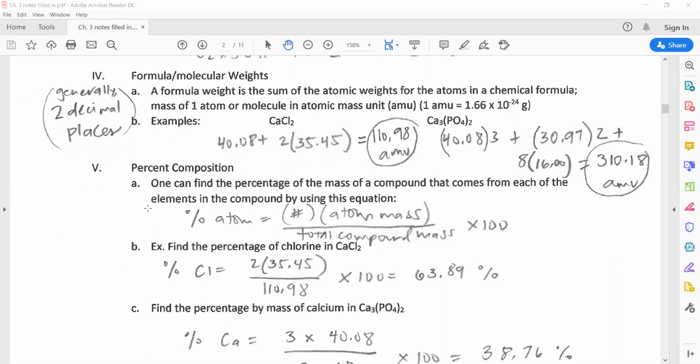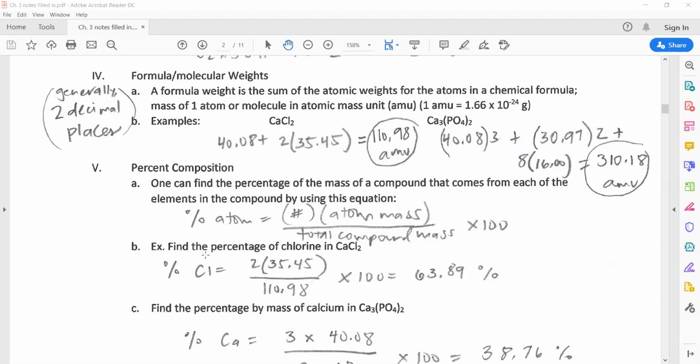Percent composition is telling us how much of a compound's mass is due to each atom. So you'll use this formula. You take the number of that atom in the compound, multiply it by its individual mass, and then put it over the total mass of the compound, times 100.